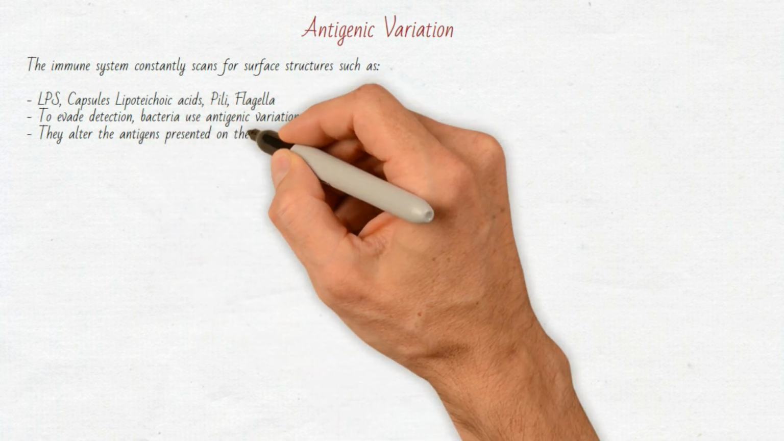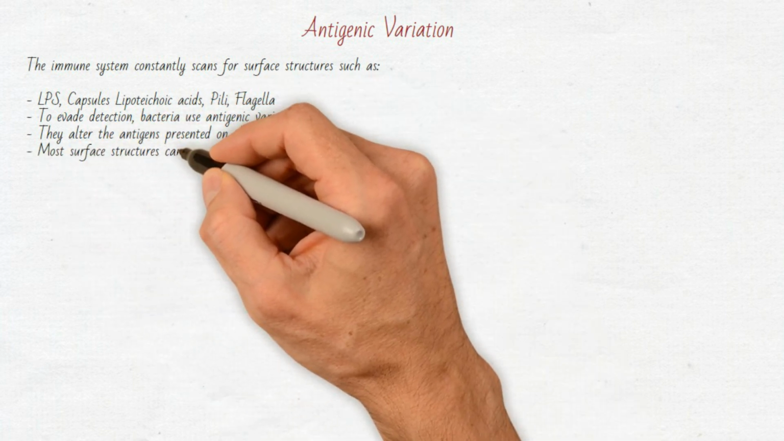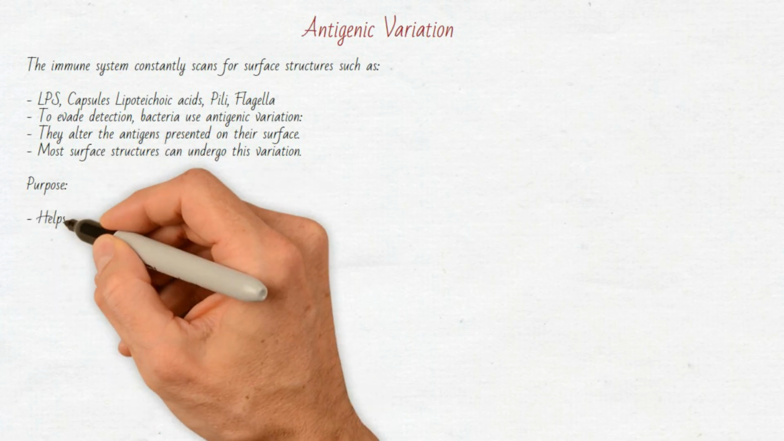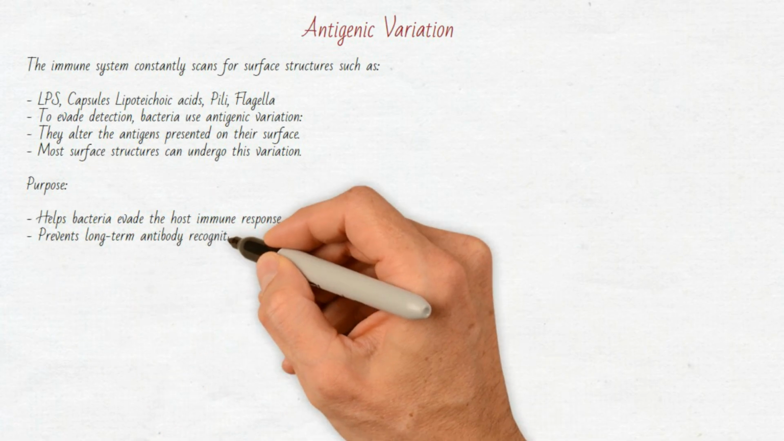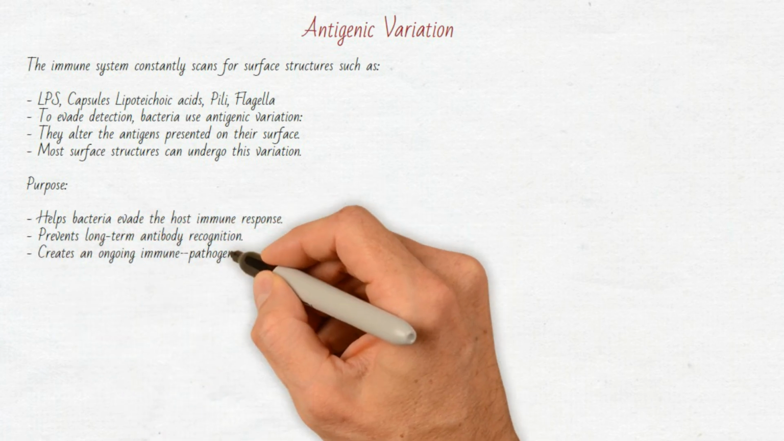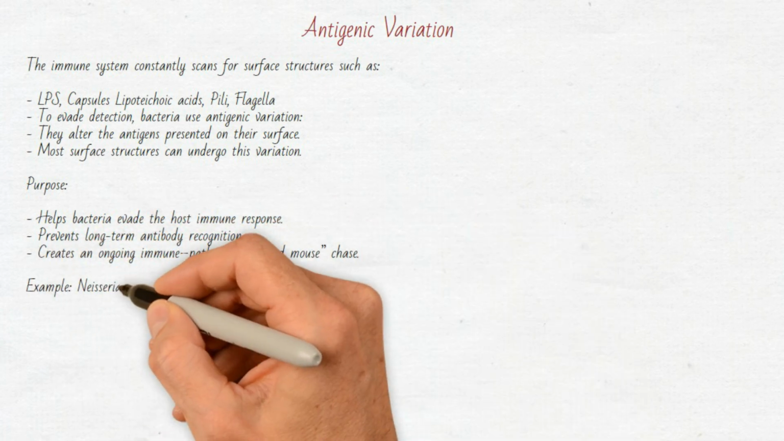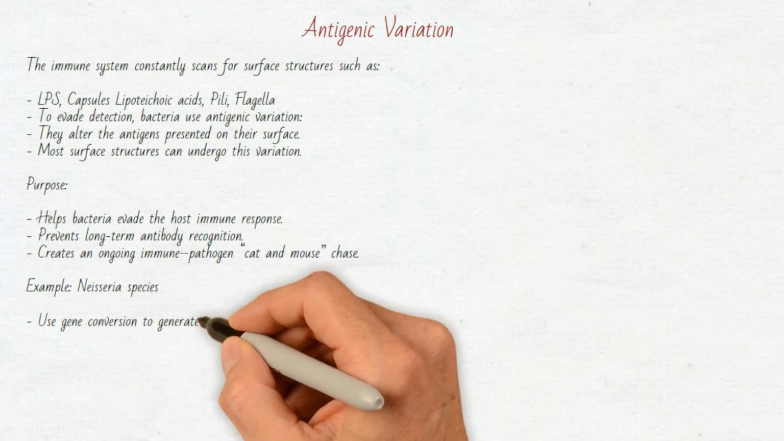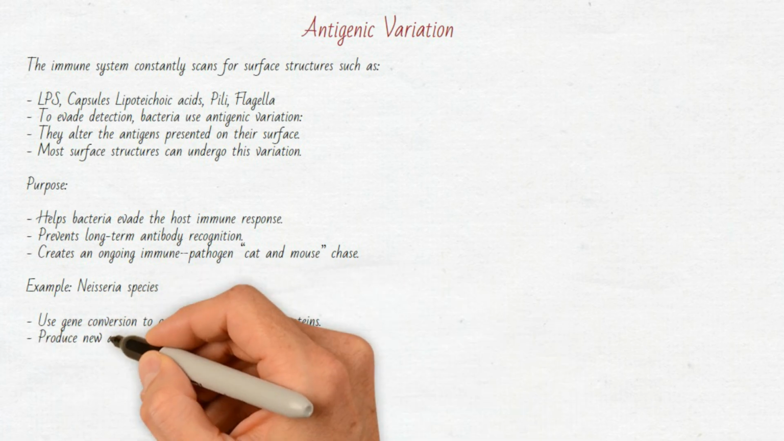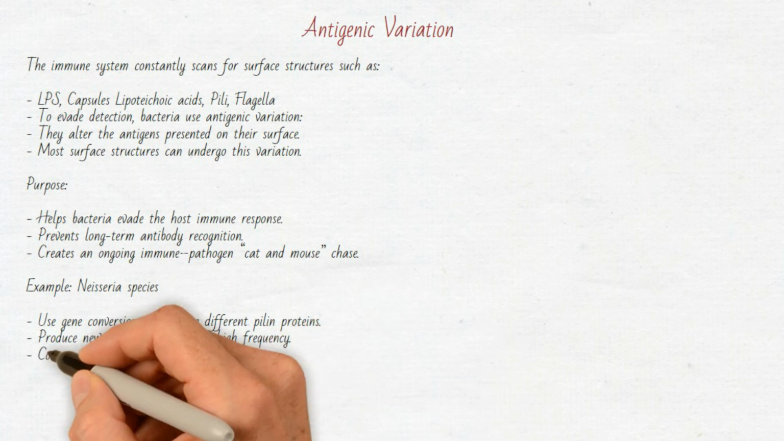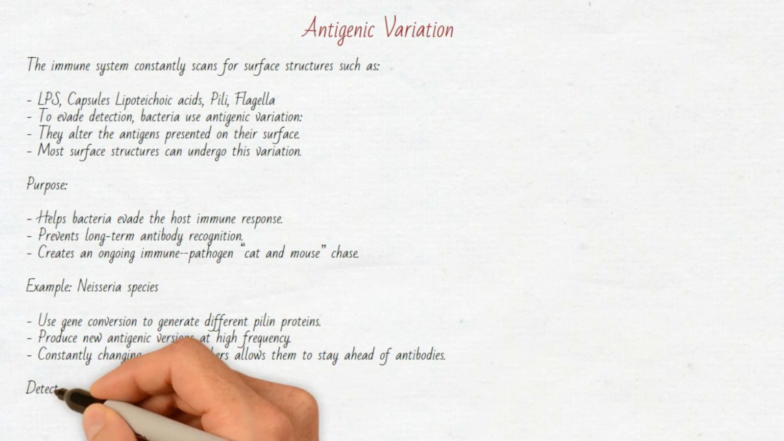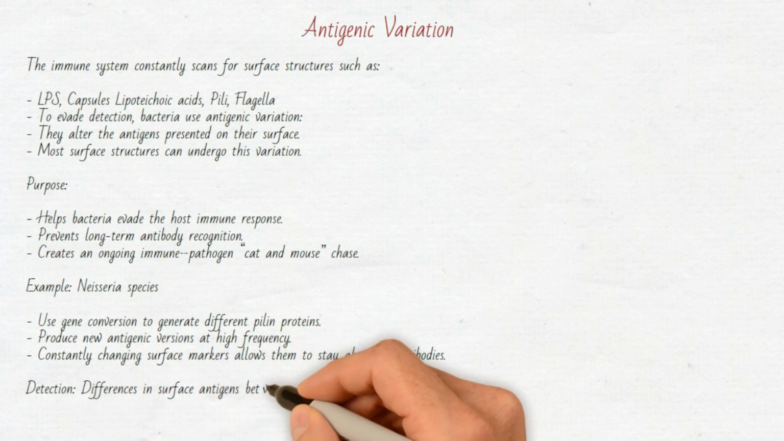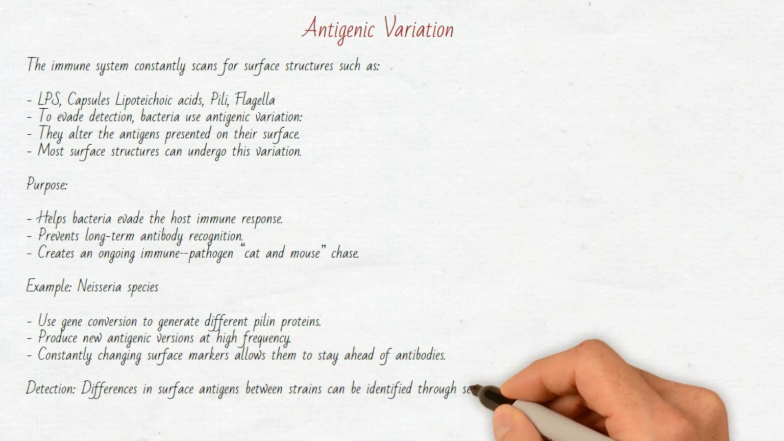This is the expression of various alternative forms of antigen on the cell surface, and most surface structures are subject to it. This variation is important for immune evasion by the pathogen. For example, in Neisseria species, antigenic variation by gene conversion allows the organism to produce antigenically different pili molecules at high frequency. So it's constantly changing its surface markers to stay one step ahead of our antibody response. It's a constant chase. Variation in these surface structures between strains of the same species can be detected by serology.